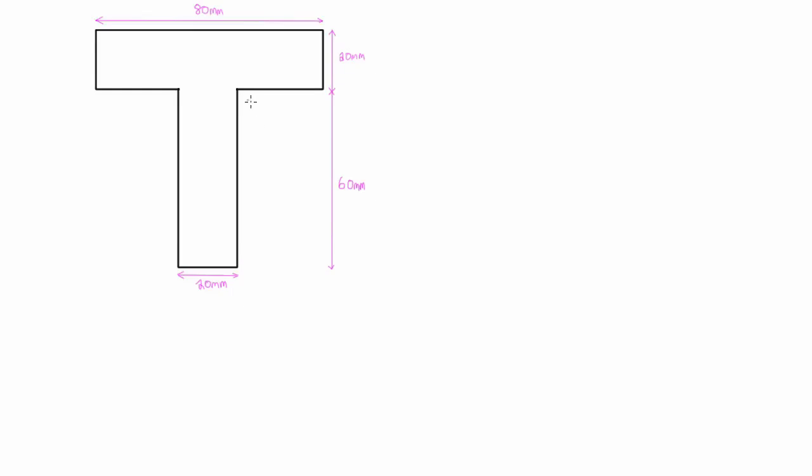So here we're finding the moment of inertia for composite shapes. In order to do that, we need to find the centroid of the composite shape, and then we can proceed from there using the parallel axis theorem.